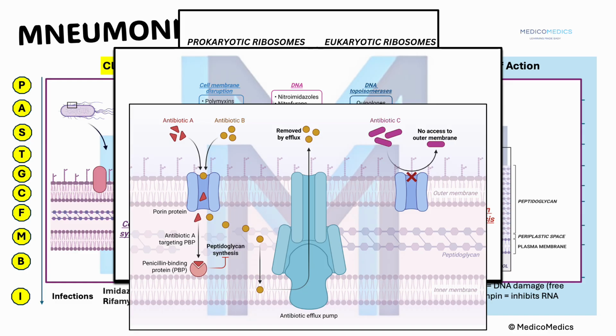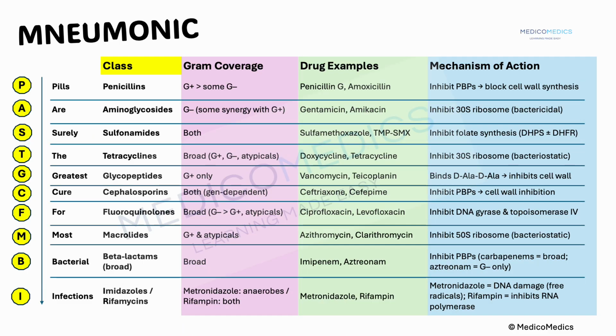So now that we've mapped out the bacterial battlefield and how the antibiotics strike, let's dive into the 10 essential antibiotic classes using our new mnemonic. Now, the enzyme is pills are surely the greatest cure for most bacterial infections. And we begin our journey at the bacterial wall.